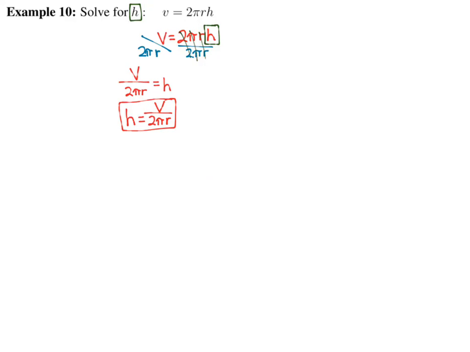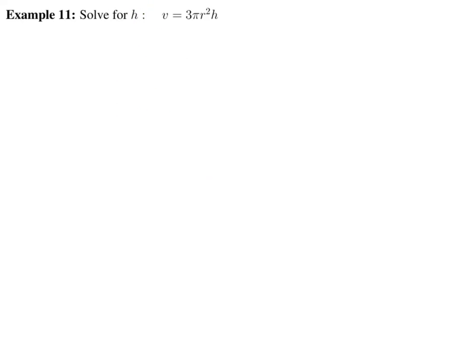We're getting near the end, folks. Couple more. We're going to solve this equation for h. It's V equals 3 pi r squared h. This is actually not a volume, it's a surface area of a sphere, a three-dimensional shape. Don't worry about it too much.